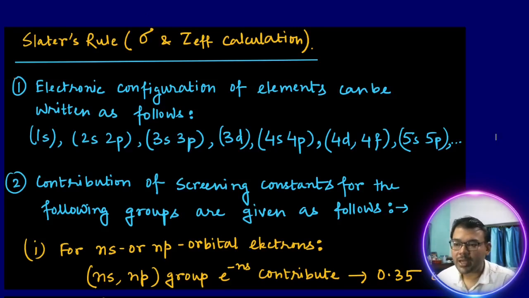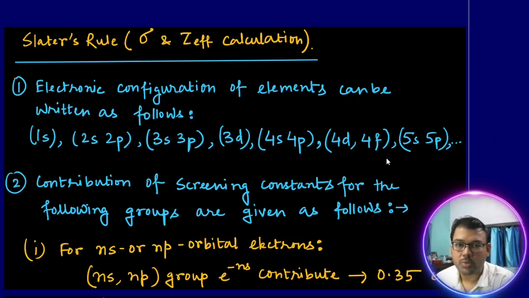So first rule: the electronic configuration of elements can be written as follows. We can group the orbitals in this way: one group is 1s, next 2s 2p, another group 3s 3p, another group 3d, a separate group 4s 4p, another group 4d 4f, another group 5s 5p, and so on. In this way we can group together the orbitals and write the configuration.